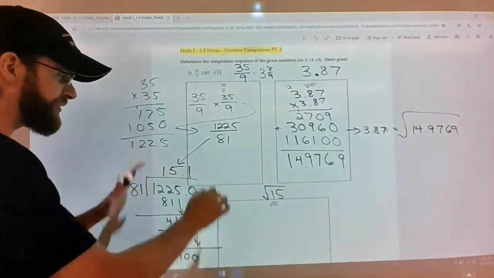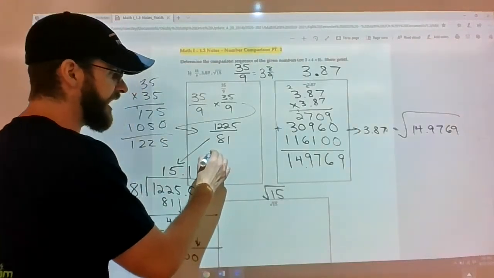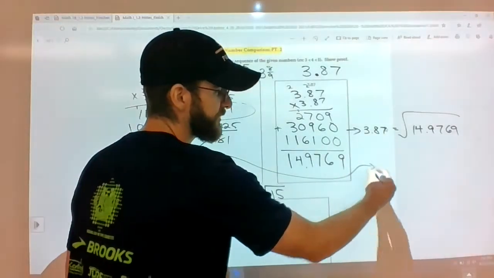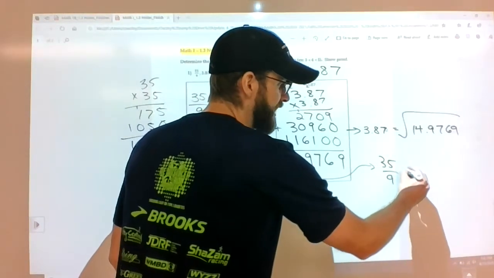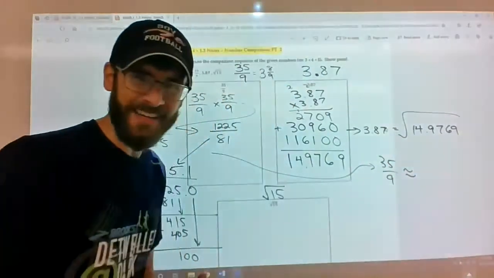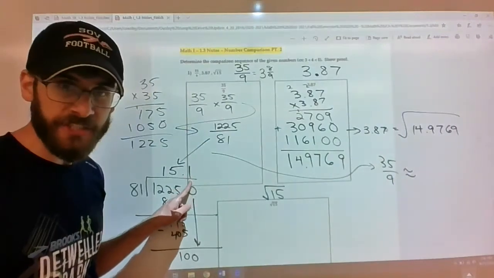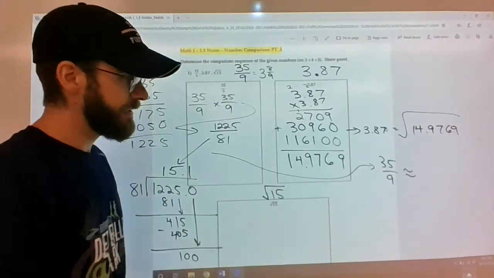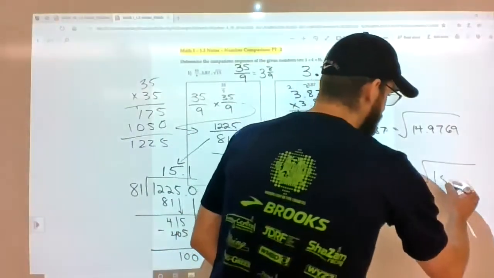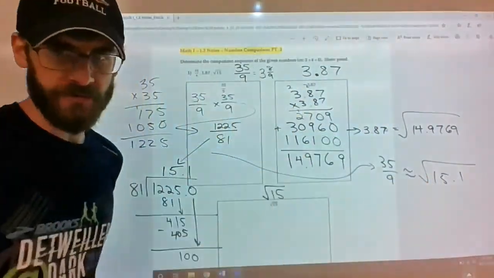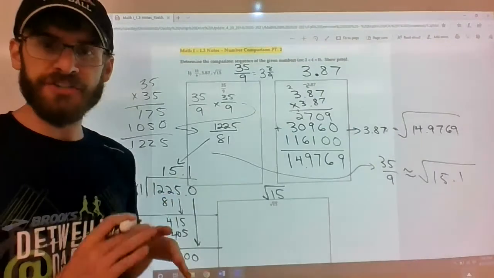So what all this means is that 35 over 9, here I'll put it all the way over here so it's not all cluttered up, is approximately, that means it's not exact because I stopped at that digit when I was dividing, the square root of 15.1 with a bunch of stuff afterwards. All right, so this tells us all we need to know.